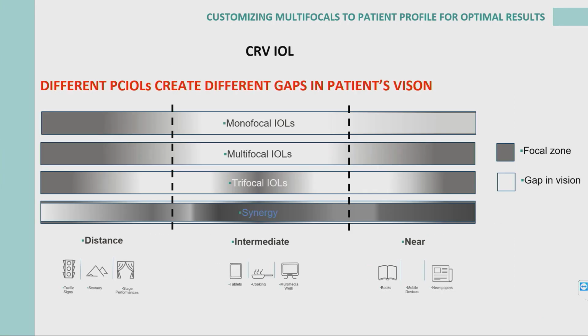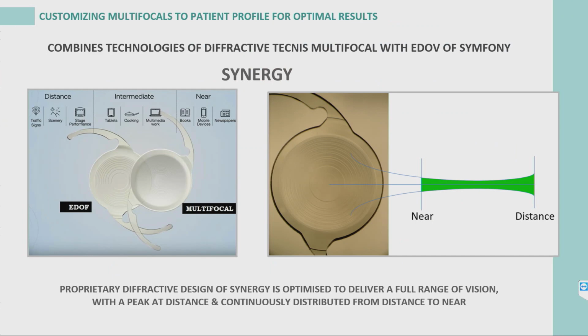Then came the continuous range of vision. The promises here were a little more, in the sense it did not have distinct foci, but gave us a continuous range of vision. In other words, Synergy seemed to answer this, wherein it combined a diffractive multifocal and an extended depth of focus lens. That is, a Symfony in combination with Synergy.